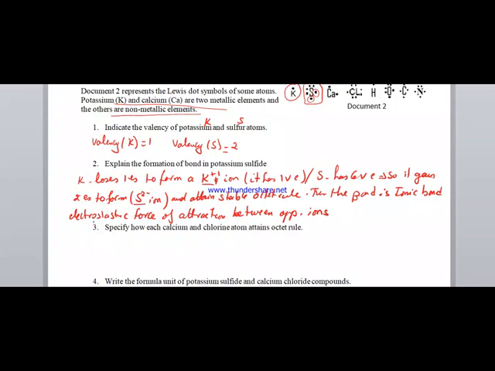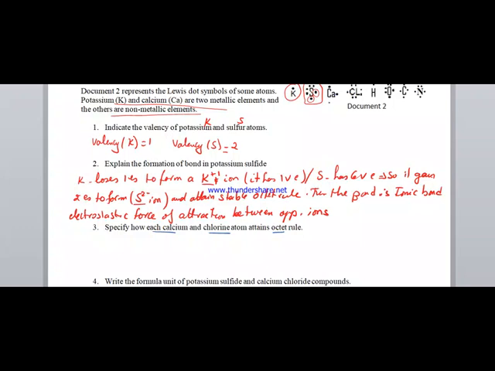So it is an electrostatic force of attraction between the opposite ions. This is the definition of ionic bond. Specify how each of calcium and chlorine atom attains the octet rule.